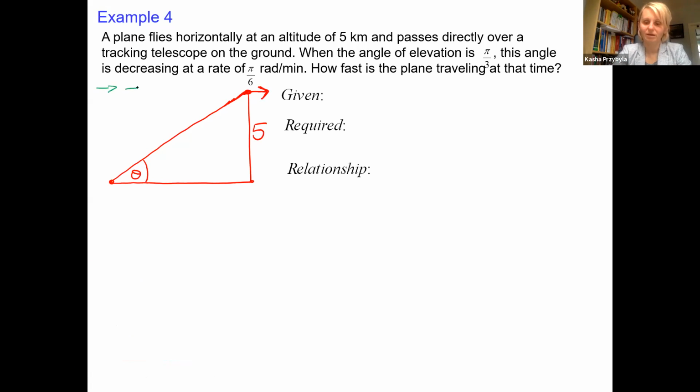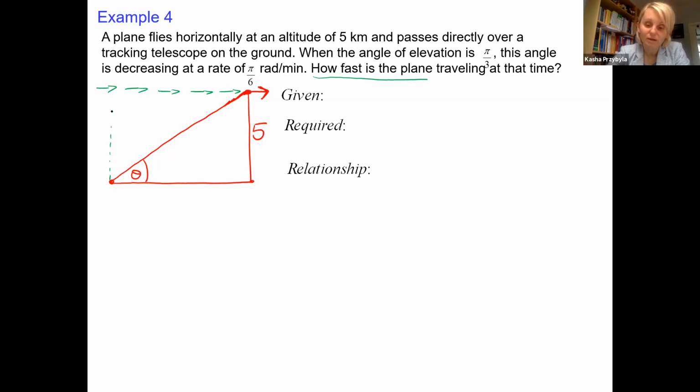The plane is flying, and I have to label the distance that the plane is making, because what is the question? The question is how fast is the plane traveling. How fast means the speed, the velocity, and this is distance over time. That means how the distance behind the plane is changing with respect to time.